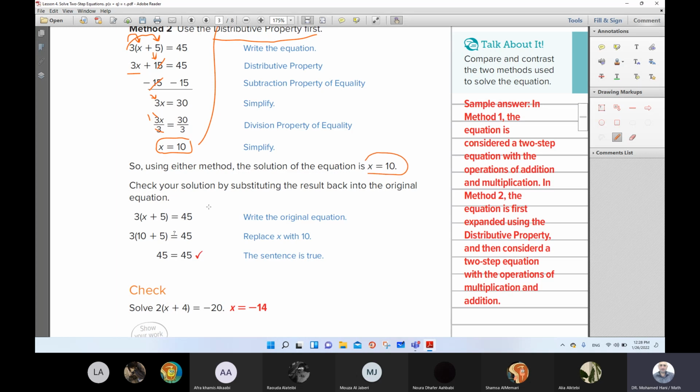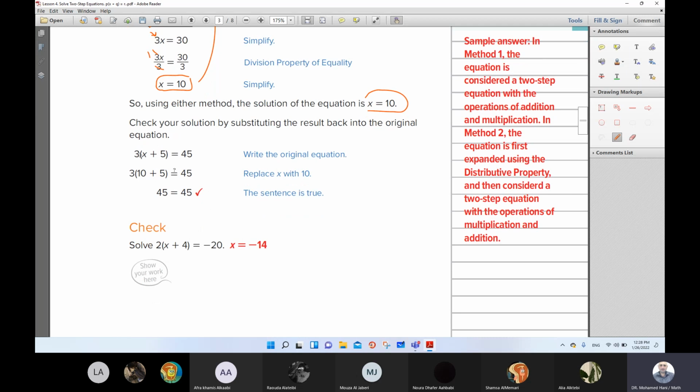If you want to check your solution, rewrite the same equation, substitute the value of x equal 10. So in the first side here, we have 3, multiply between parentheses, the value of x will be 10, plus 5, is it equal 45, the second side? Solve the first side. 5 plus 10 will be 15. 15 times 3 will be 45. Is it 45 equal 45? Yes. Means x equal 10, the true solution.